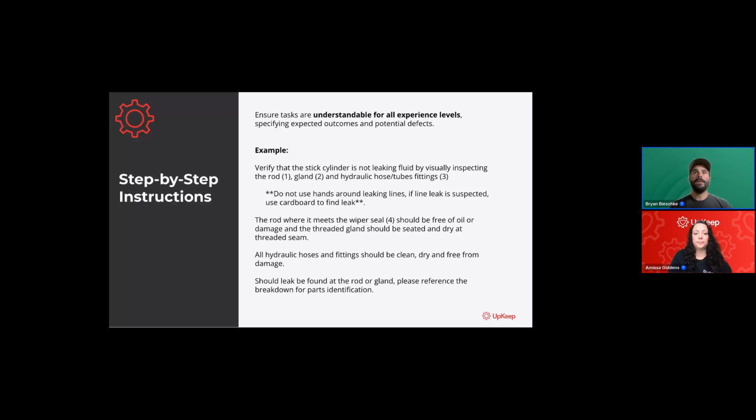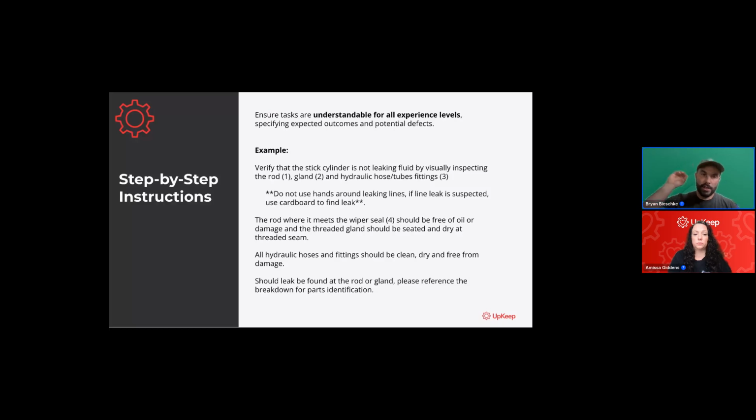So this is an example of a task. Verify that the stick cylinder is not leaking fluid by visually inspecting the rod, 1, gland, 2, hydraulic hoses, tube, and fittings, 3. And then we add an annotation as a safety precaution, right? Because there's a safety thing here. Do not use hands around leaking fittings. If you find a suspected leak, use cardboard to find a leak.